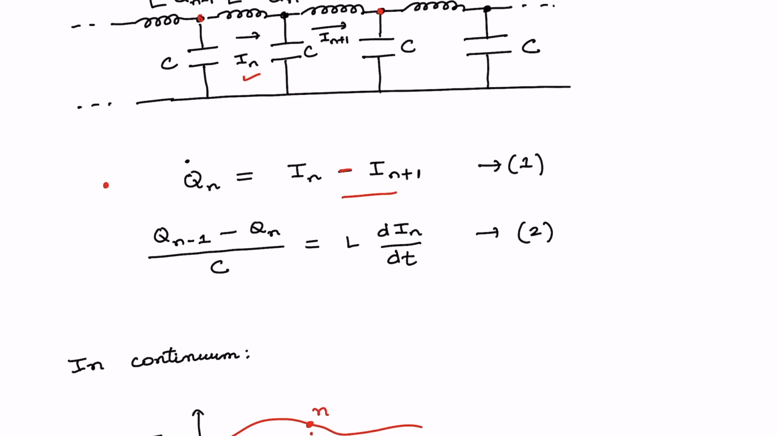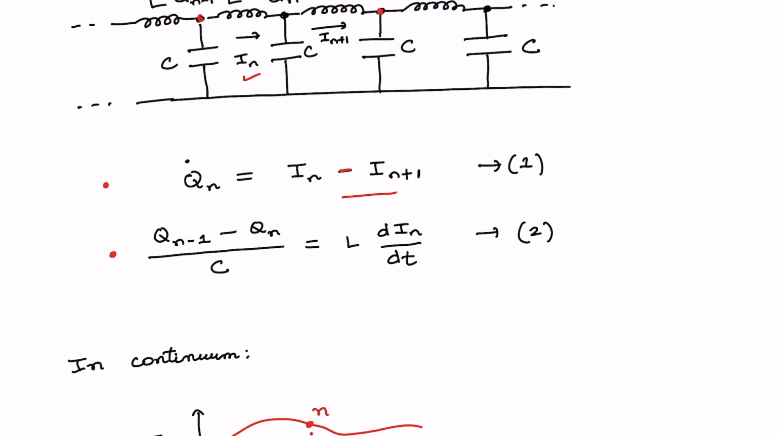And again there is a voltage drop between the nth node and the (n-1)th node, and this voltage drop can be expressed by this equation, right? This is the familiar equation, all of you are familiar. Voltage is equal to L dI/dt.